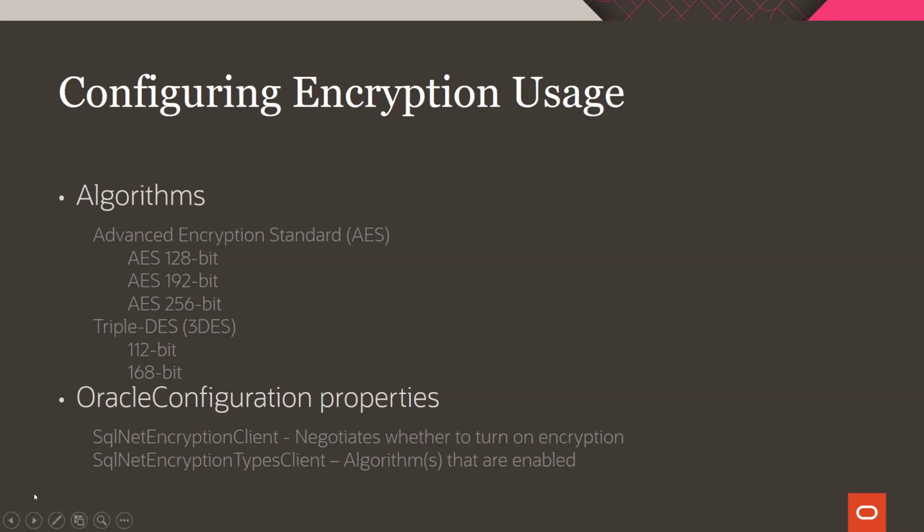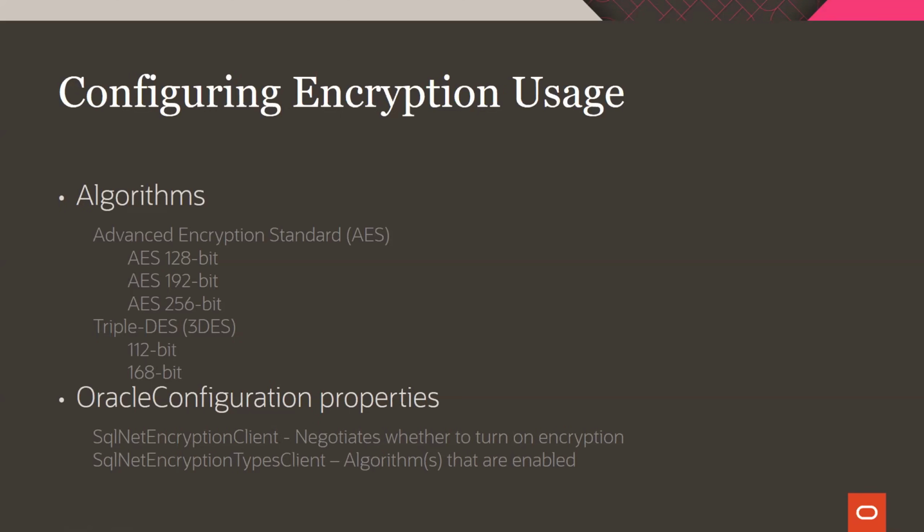So the exact property name that's there is called SQLnet encryption types client. That's where you enable one or more of these encryption algorithms in this property to indicate this client can use any of these algorithms if it wants. And then when you want to set whether to turn on encryption or not, you use the SQLnet encryption client. And these are both Oracle configuration properties, just to keep that in mind. And it's not kind of a true/false setting here. It's got 4 different values. You can have accepted, rejected, requested, or required.